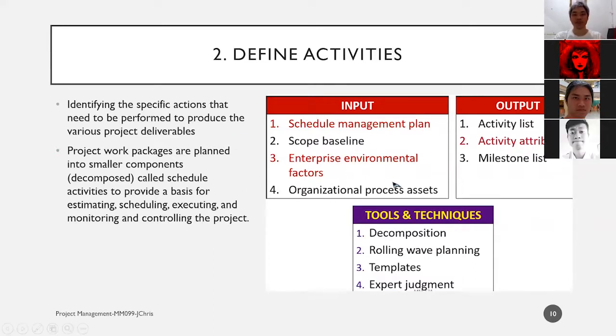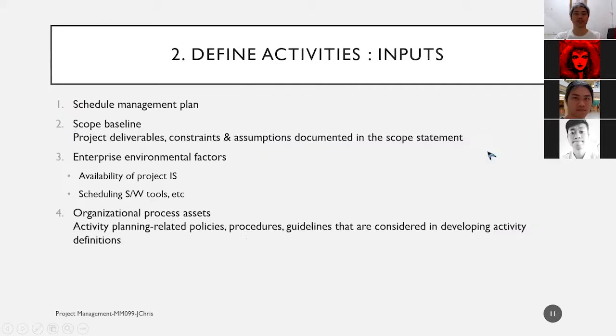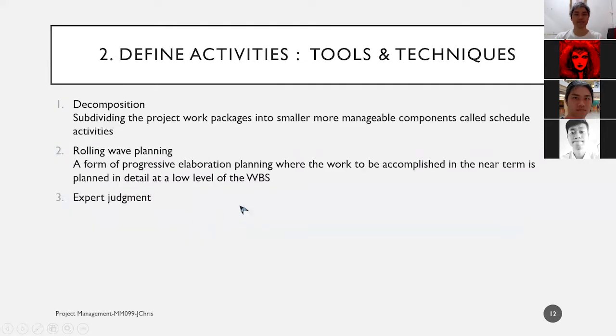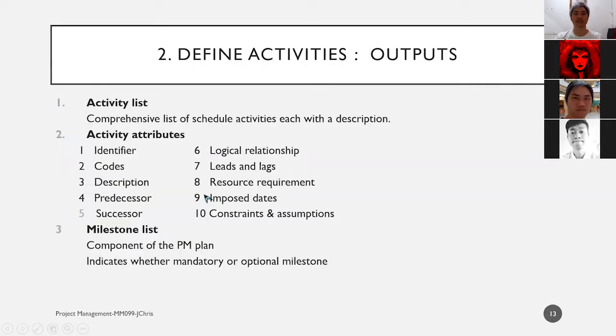It requires 4 inputs, 4 techniques, and 3 outputs. Let's cover some of the inputs. The inputs are the schedule management plan itself from the first process, scope baseline, enterprise environmental factors, and organizational process assets. And the techniques needed are decomposition, rolling wave planning, and expert judgment. The output of this process is we're going to have activity attributes.